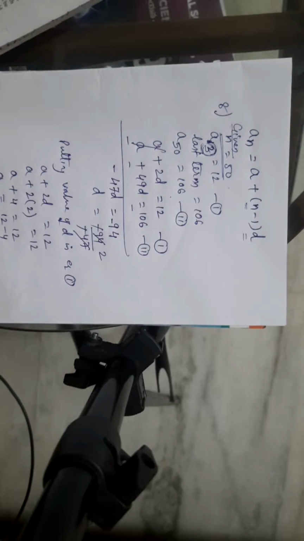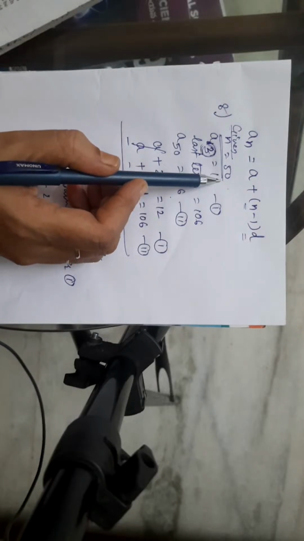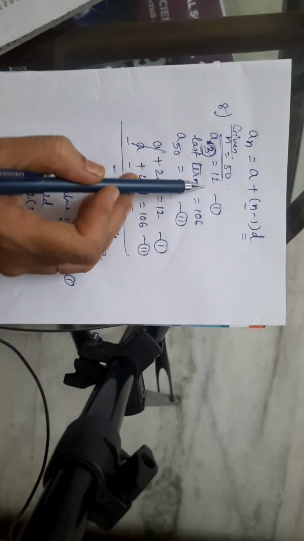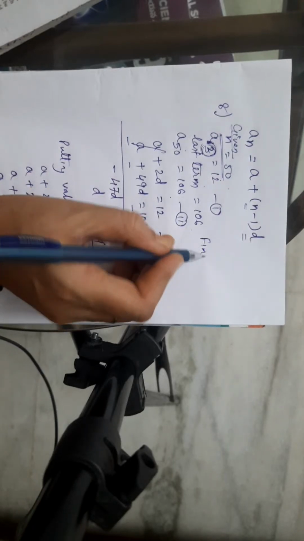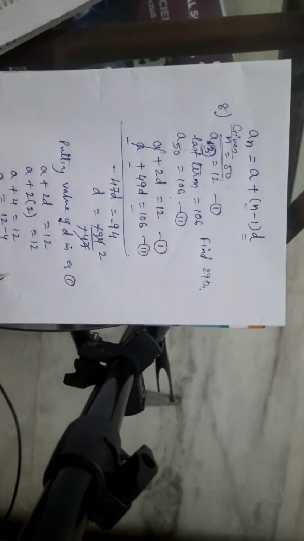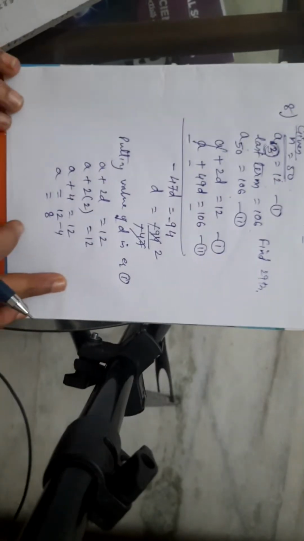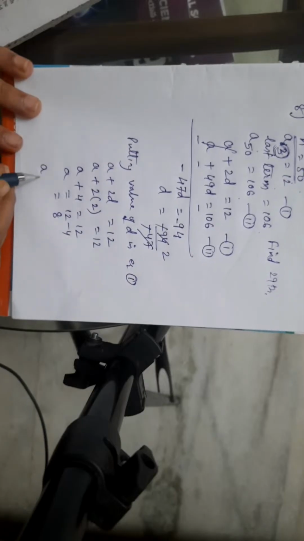Here we need to find out the 29th term. So the final question is find the 29th term. It was given that the AP consists of 50 terms, the third term was given as 12, and the last term was given as 106. We need to find the 29th term. So as per the equation, how can we find the 29th term? We need to find a29.